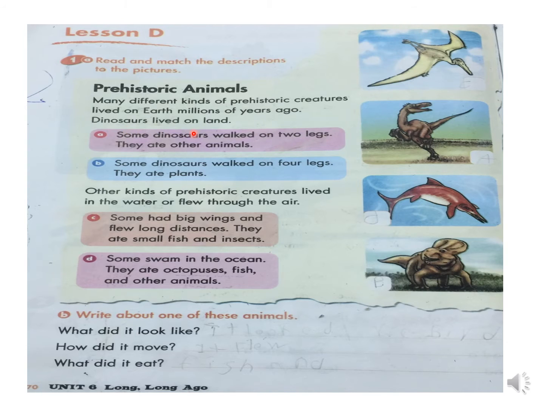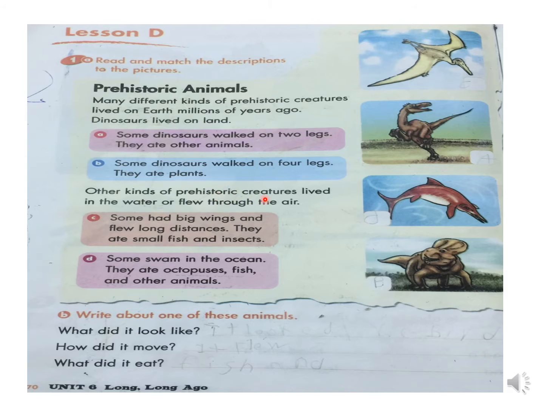Dinosaurs lived on land. A. Some dinosaurs walked on 2 legs. They ate other animals. So look at the picture. Which one walked on 2 legs? Yes, this one. You're going to write A. B. Some dinosaurs walked on 4 legs. They ate plants. Yeah, here. 4 legs. They walked on 4 legs.